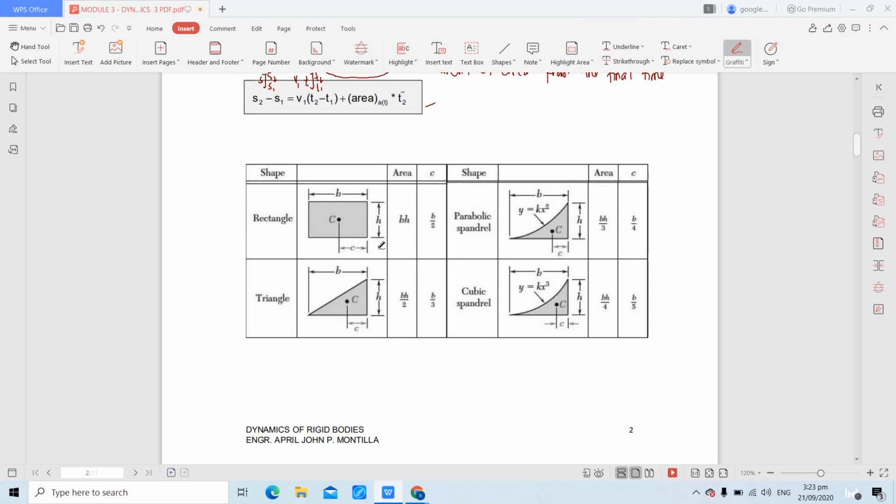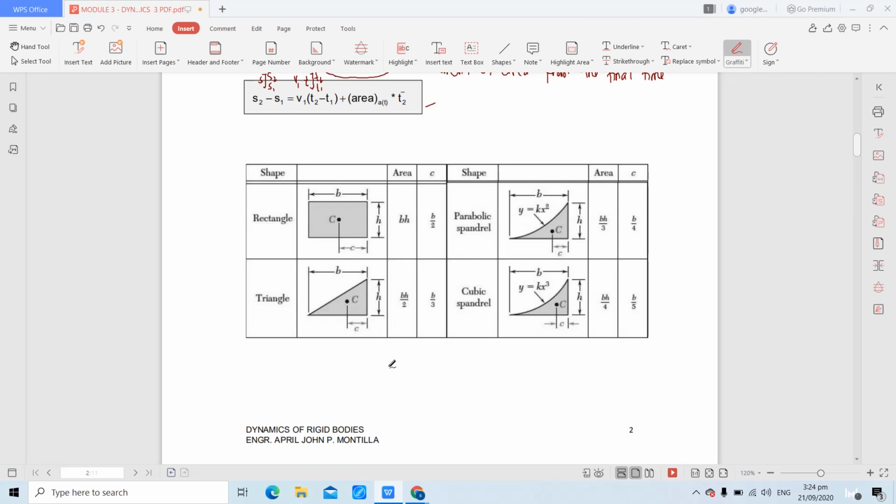Meron tayong rectangular. Pag sinabing rectangular, 0 degree, horizontal. Meron tayong triangular doon or a first degree curve. Meron tayong parabolic spandrel or second degree curve. Meron tayong cubic spandrel or third degree curve. Pwede rin 4th degree, 5th degree, 6th degree, and so on. So, nandiyan na yung mga formulas nila ng area and then formulas ng kanilang centroids. So, memorize nyo na lang yan, guys, para alam nyo yung gagamitin nating formula.